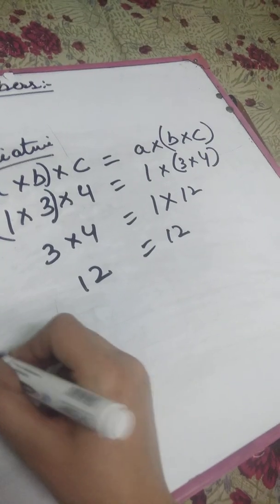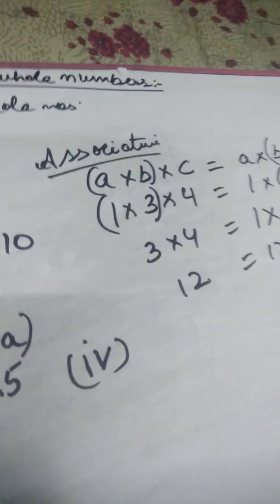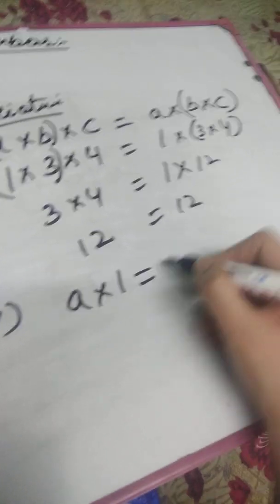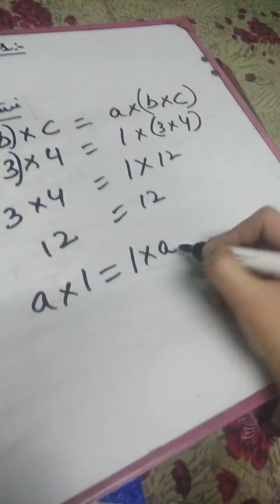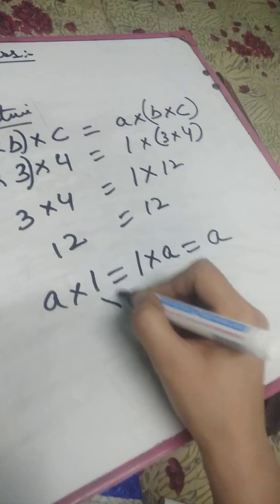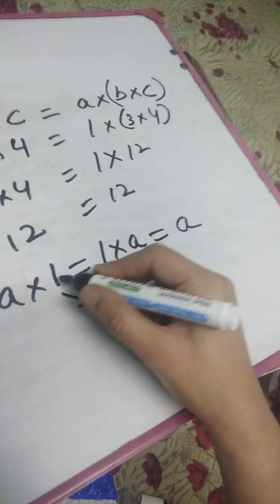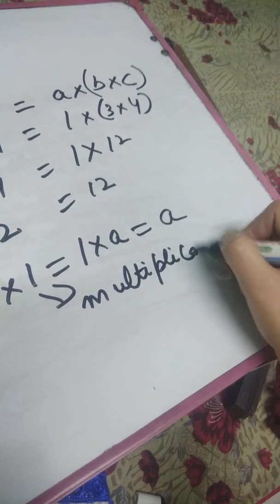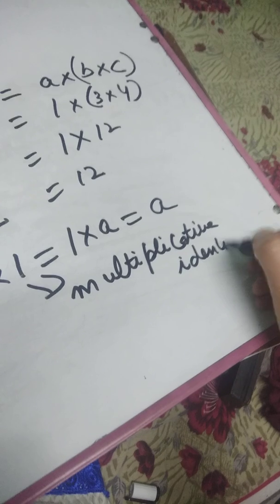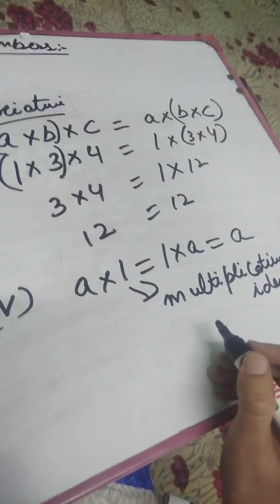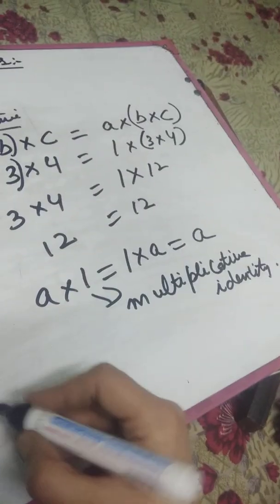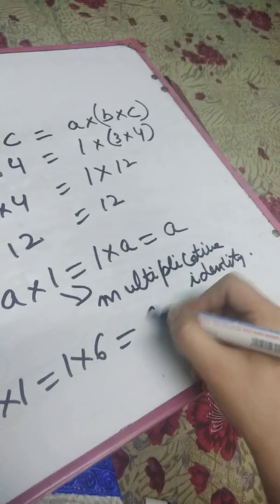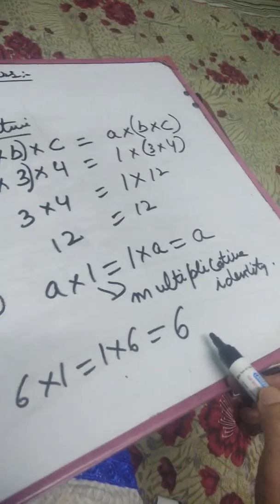Now next we have the fourth one, that is the existence of multiplicative identity. It says if A is any whole number, then A into 1 is 1 into A, just change the order, and that is equal to A. 1 is called the multiplicative identity for whole numbers. Now if you take an example, 6 into 1 is 1 into 6. Change the order and it will be the same number. Just like here it was A, here we have 6.